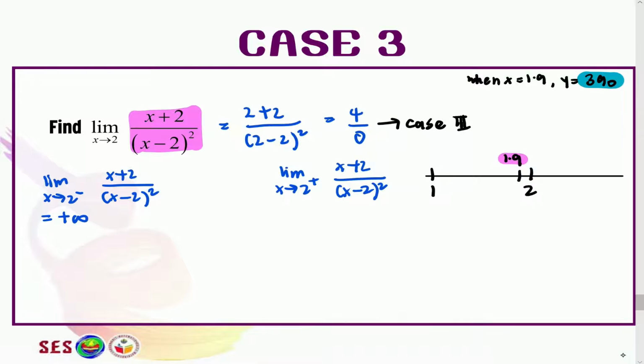Okay, since we want to approach from the right, the next integer here is 3. Now we need to choose a value close enough to 2 from the right to confirm our sign, whether positive or negative, and one decimal point is enough. So I choose 2.1 to substitute here. When x is equal to 2.1, y is equal to 410. And this is a positive value. So that means the limit from the right is positive infinity. Now, since the limit when x is approaching 2 from the left is equal to the limit when x is approaching 2 from the right, therefore the limit when x is approaching 2 for this function is equal to positive infinity.